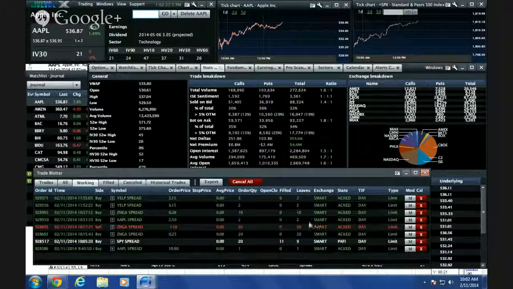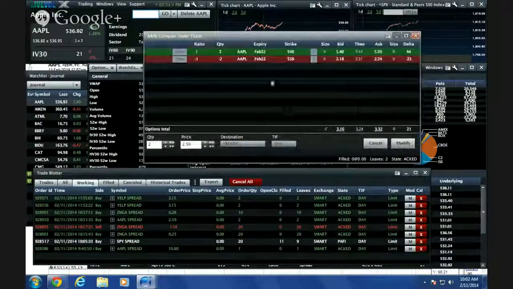So if you can see, I'll actually modify it. You see this Feb 540, 550 call spread. I put it in for $250. This was a while back, and as you can see, I missed it. So there's going to be a lot of trades that I miss, but in the end, when you do get filled, it'll be pretty good.